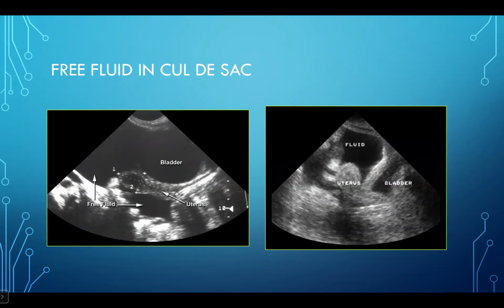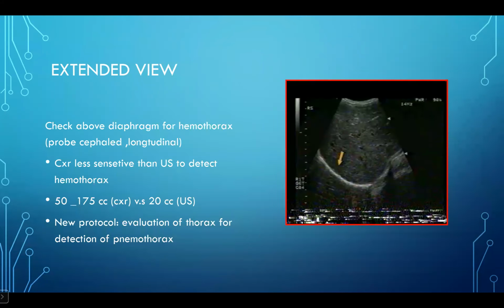Extended view: we have the previous views, which are the basic or standard views. The extended view checks the diaphragm for hemothorax. The probe is placed cephalic and slightly longitudinal. Chest X-ray is less sensitive than ultrasound in detection of hemothorax. It needs about 50 to 175 cc to be detected by chest X-ray versus 20 cc detected by ultrasound.